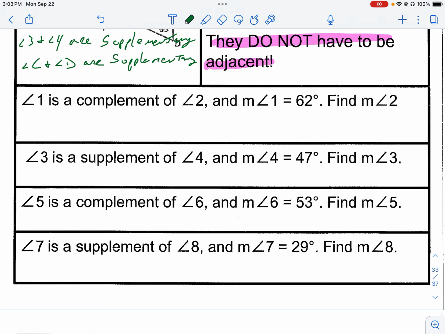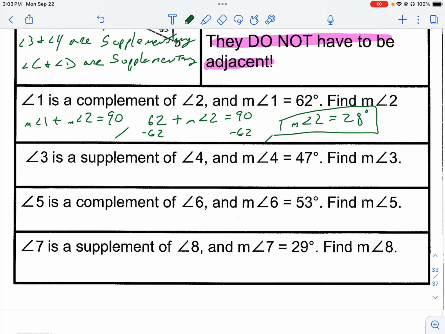Angle 1 is the complement of angle 2. And complementary means they add up to 90 degrees, so the measure of angle 1 plus the measure of angle 2 equals 90. Well, angle 1 is 62, so I can substitute. So 62 plus the measure of angle 2 equals 90. And I can subtract 62 from both sides to get the measure of angle 2 all by itself. And so the measure of angle 2 is going to equal 90 minus 62, or 28 degrees.